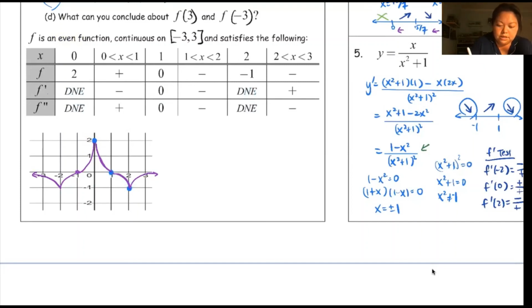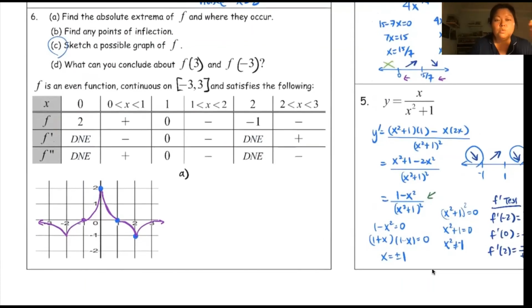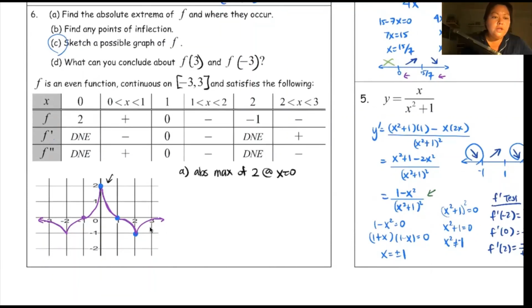So part A says, find absolute extrema. What is the highest point of this graph? Well, the highest point is this one. That's an absolute maximum because none of the graph is going up above that line. So there's an absolute max of 2 at x equals 0. And then over here, these are my lowest points. I have 2 of them. So you can still say absolute because they're the exact same values here. So absolute min of -1 at x equals both positive and negative 2. Okay, all right.